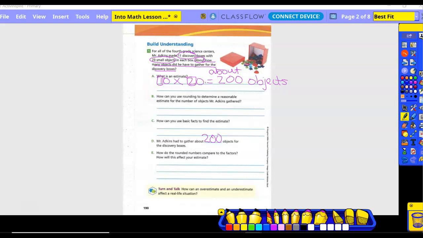How do the rounded numbers compare to the factors? How will this affect your estimate? We just talked about that, right? We rounded down, so our actual answer should be a little bit more or higher than our estimate, correct? Okay.